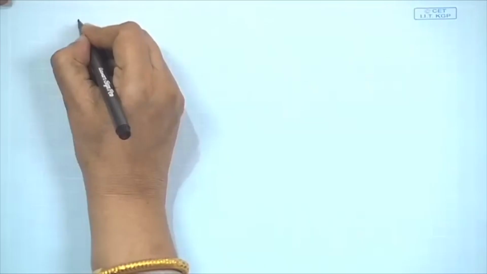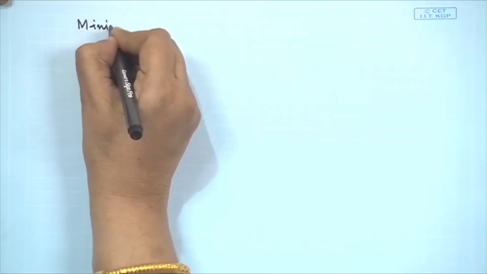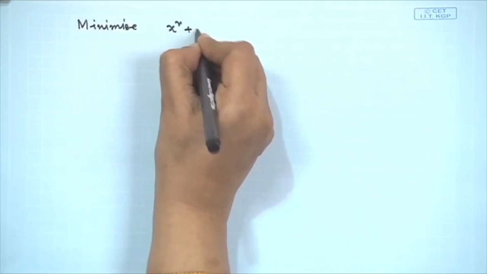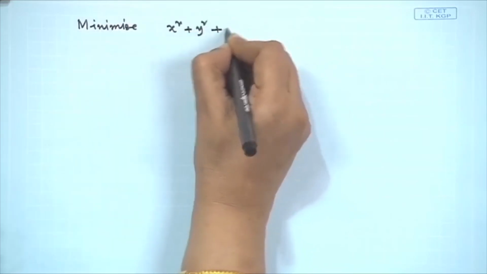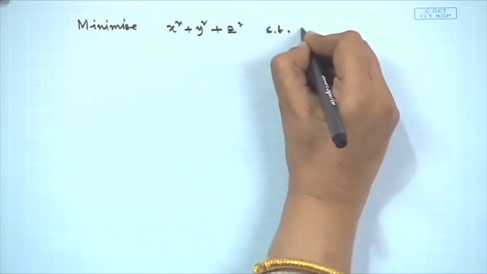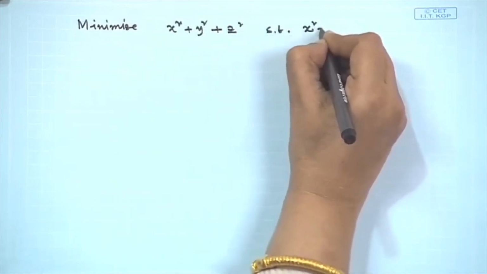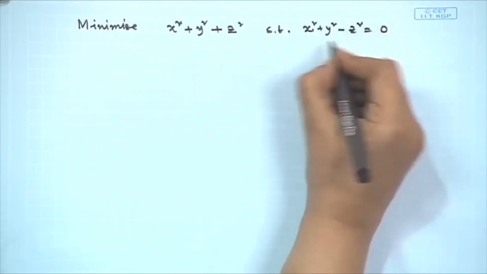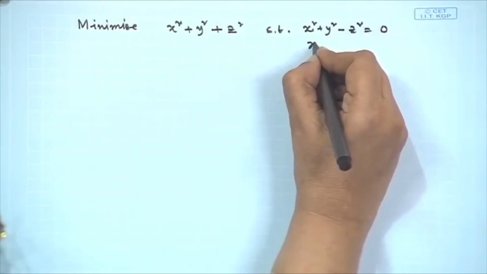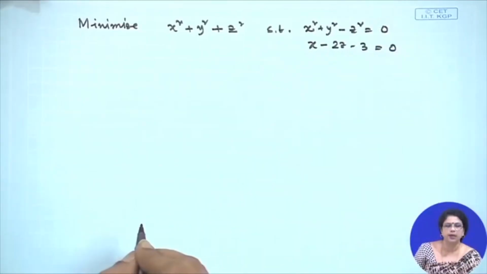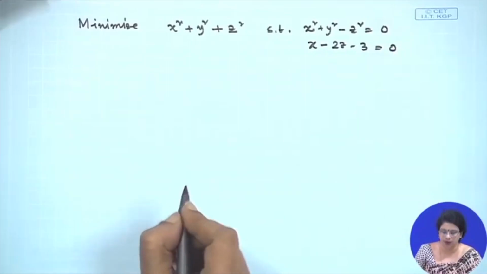Now, we have to minimize x square plus y square plus z square subject to x square plus y square minus z square equal to 0, and another constraint we have x minus 2z minus 3 is equal to 0. Here also we will formulate the Lagrange function.